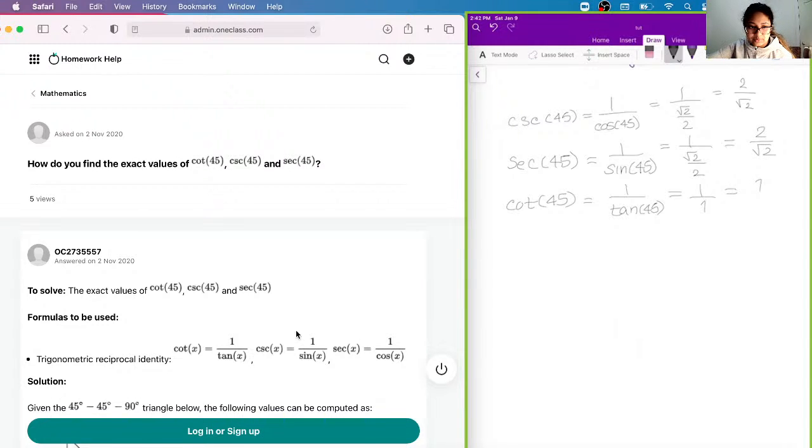And now what we have to do, so this is basically our answer, that cotangent of 45 is equal to 1. Cosecant and secant of 45 is 2 over square root of 2. However, we can also rationalize, what I mean by this, so for cosecant of 45 and secant of 45, we can simplify further.